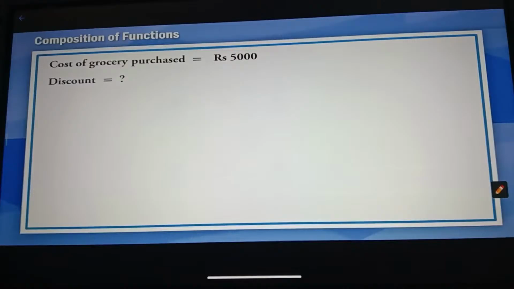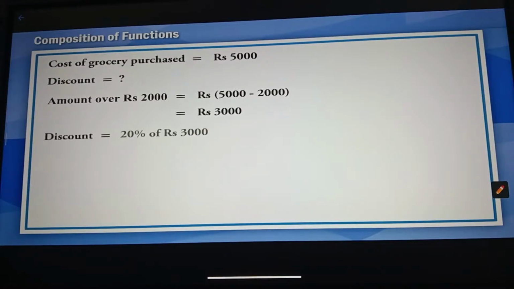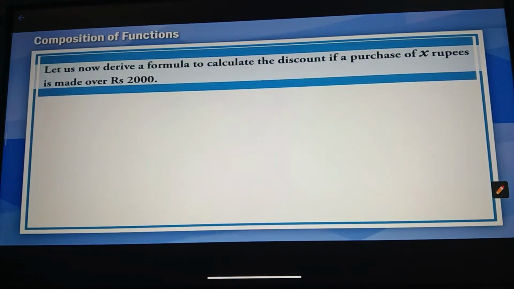A simple and straightforward approach is to first calculate the amount on which the discount is applicable. This you will get on subtracting 2000 rupees from 5000 rupees, which gives 3000 rupees. Next, 20% discount is given on this amount. The discount is 600 rupees. Let us now derive a formula to calculate the discount if a purchase of X rupees is made over 2000 rupees.